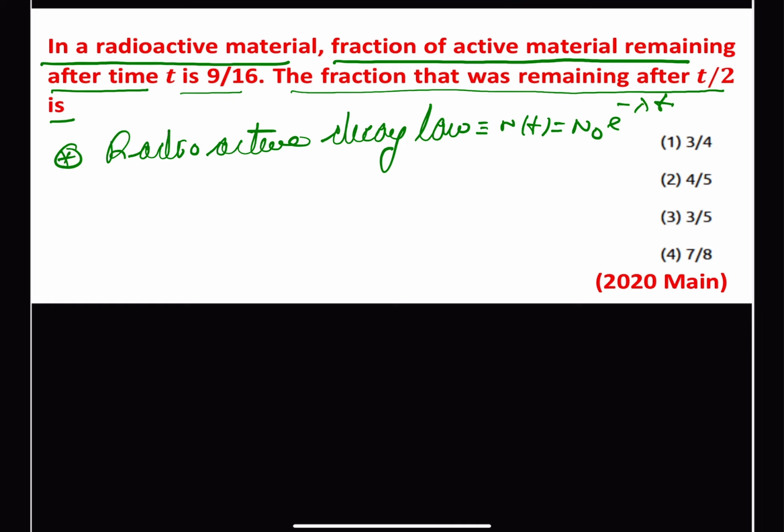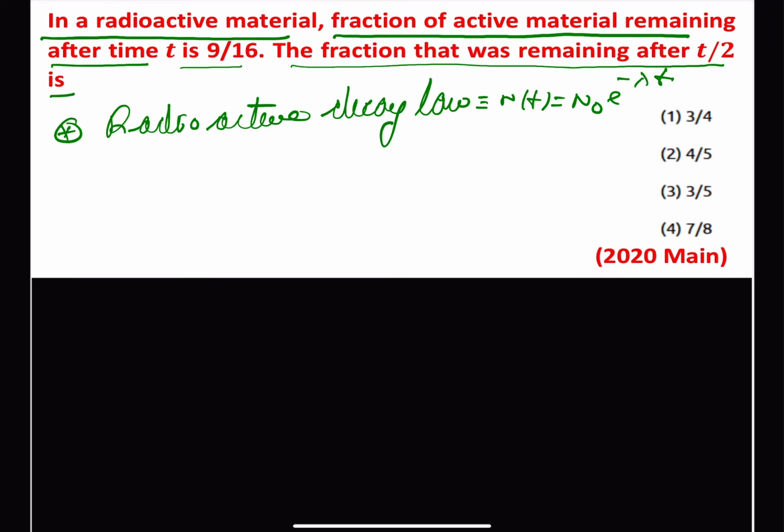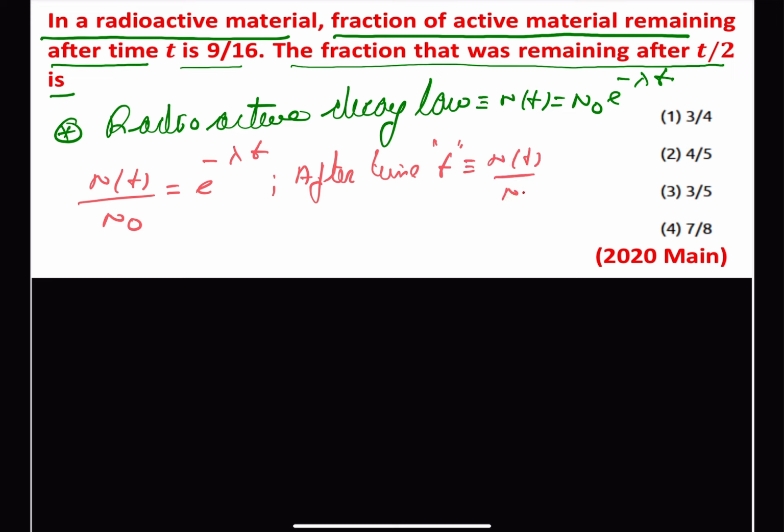So we are interested only in the fractional part, so we can just convert this into a fraction. We can write our remaining amount over the original amount as e^(-λt), and after time t it is given as 9/16. So after time t, this fraction, that is Nt upon N0, is 9 upon 16.